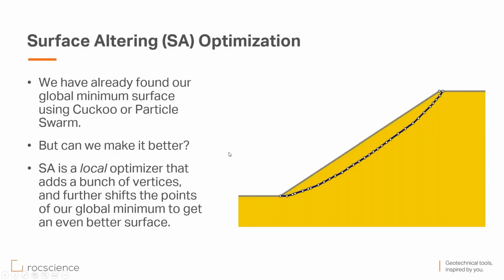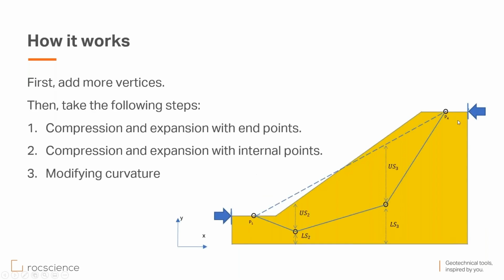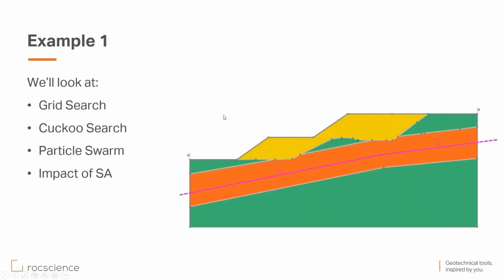What surface altering does is, like we said, you have your global minimum from cuckoo or particle swarm, then you add a bunch of extra vertices to it, and then you move those vertices little by little. So you start with the endpoints, then you oscillate the middle points until you get the factor of safety to be even lower. To digest all of this information, we'll look at a demo, and we'll go through grid search, cuckoo search, particle swarm, and the impact of surface altering.